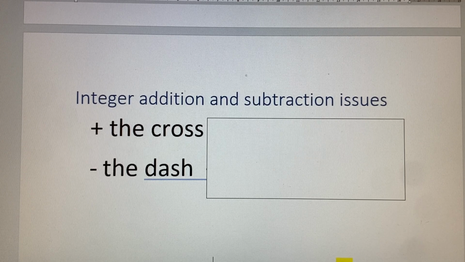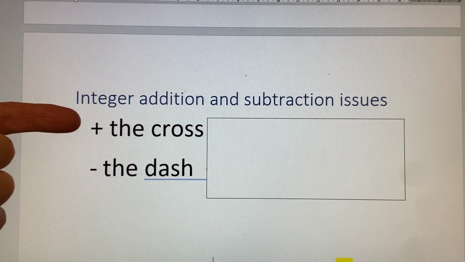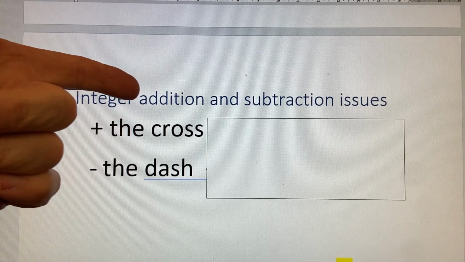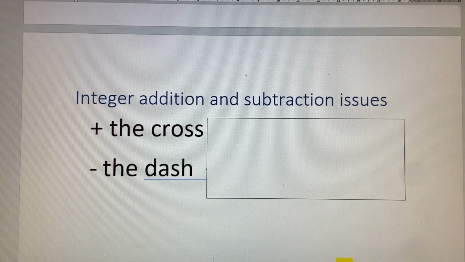I'm going to start by focusing on some of the language that's represented by the cross and the dash symbols, and then we'll walk you through two examples, one integer addition and one subtraction example, to show you how the language and math interact and hopefully again take out some of the confusion from integer operations.